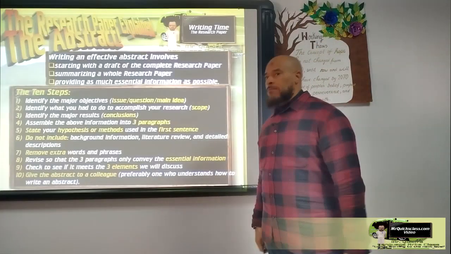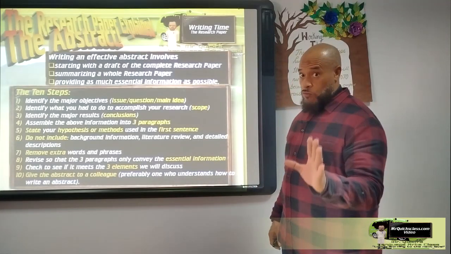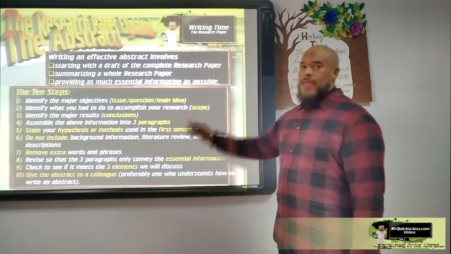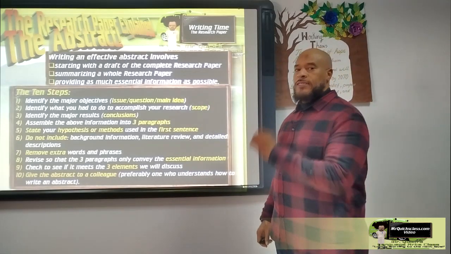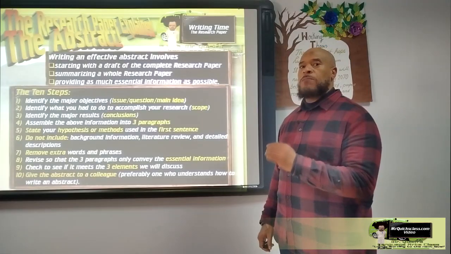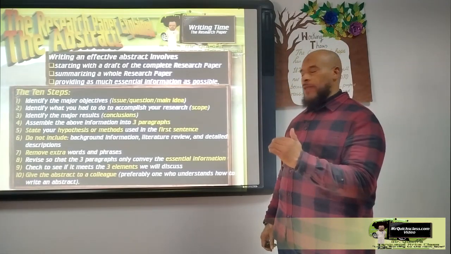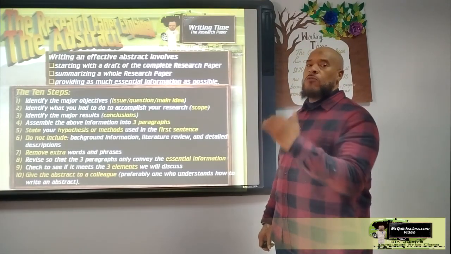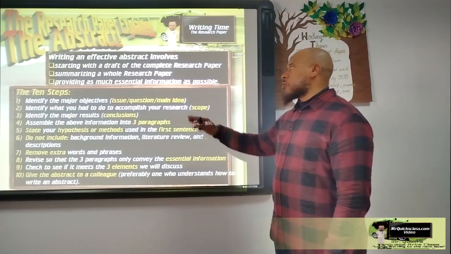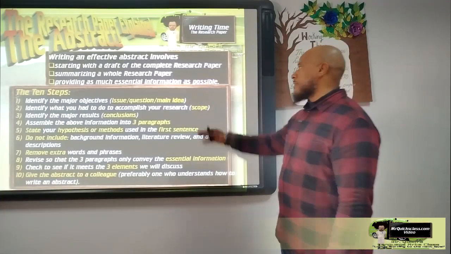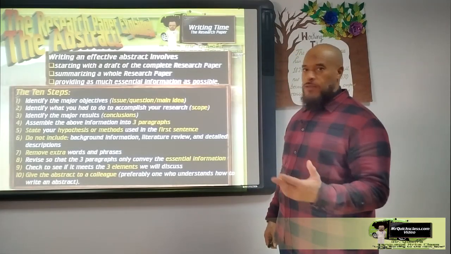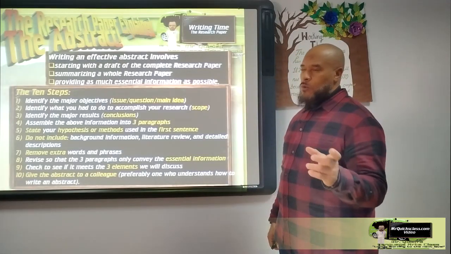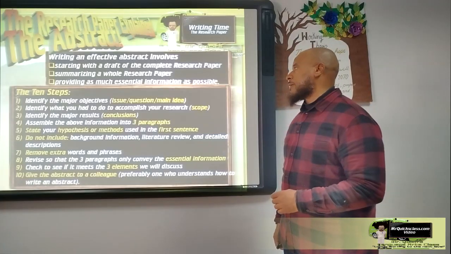Okay, so here are 10 steps to writing an abstract. Take attention to the first three, because essentially the first three steps are going to be the three paragraphs of the abstract. First, you're going to identify the major objectives. That is the issue, the question, the main ideas. That's the first step, which is what the first paragraph is going to contain.